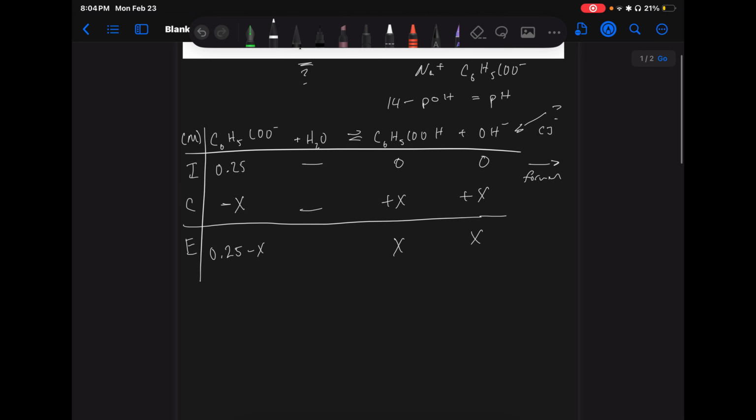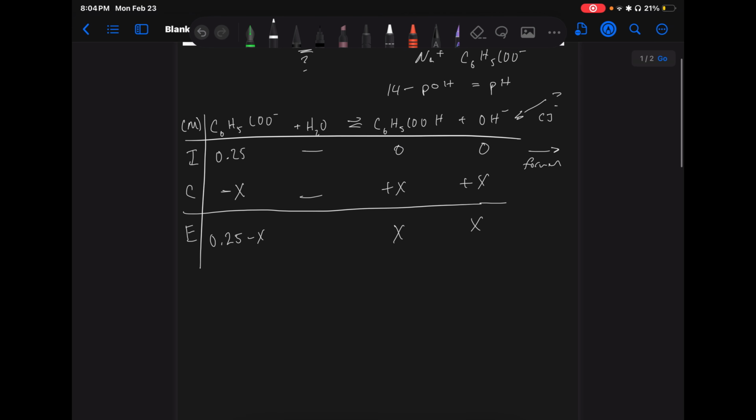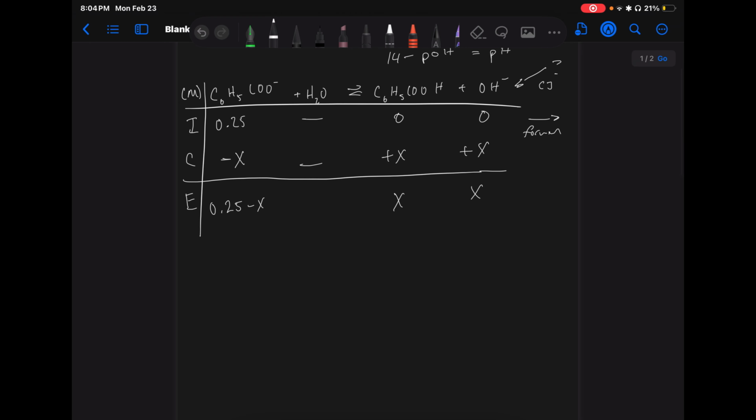Now we can write the equilibrium constant equation, where products are on the top and reactants are on the bottom. So this would be x squared over 0.25 minus x. Now if you remember from the previous video, we have to set this equal to the equilibrium constant, but we don't have that. So how do we find it?